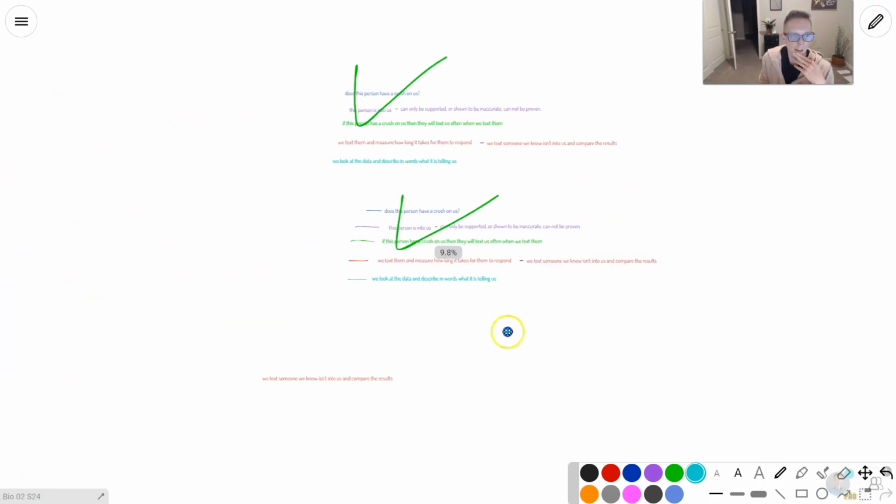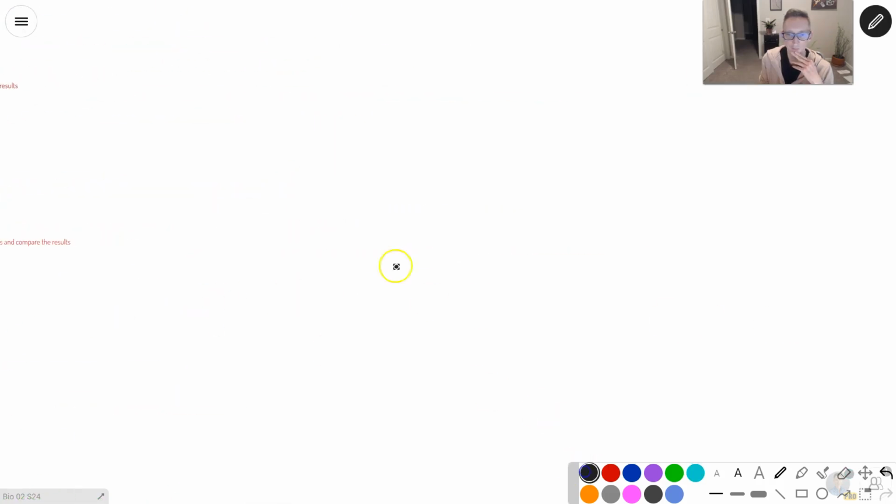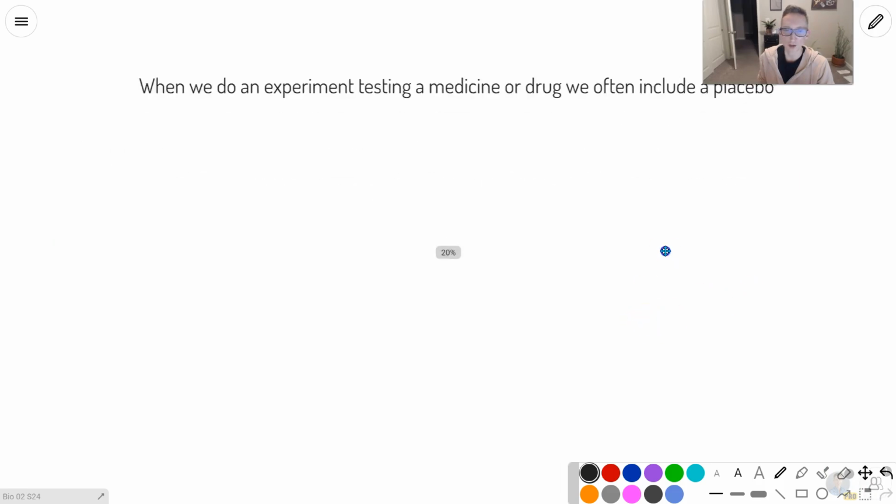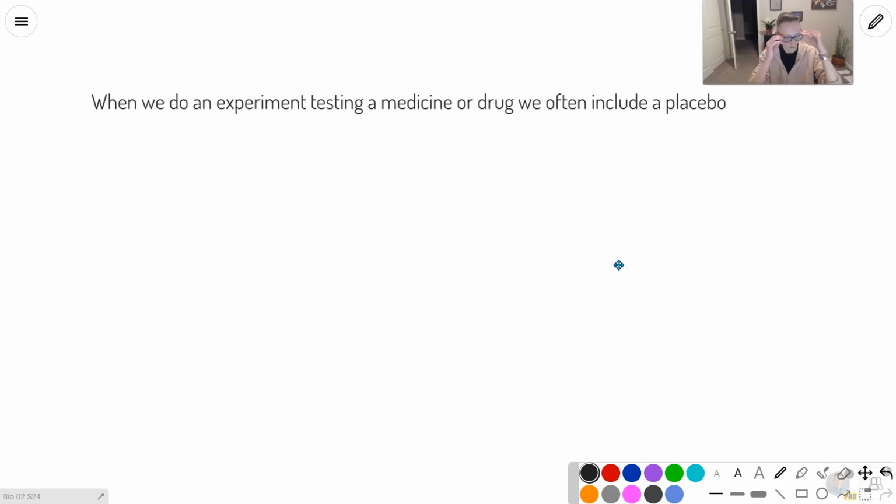So we do an experiment, and a lot of the times in medicine, when we do an experiment testing a medicine or a drug, we often include a placebo. This is very interesting. So we're going to test a new medicine that a biotech pharma company maybe made, and maybe this cures some type of illness. Let's say it shrinks pancreatic tumors or something like that. You take this pill and your pancreatic tumor will be decreased.